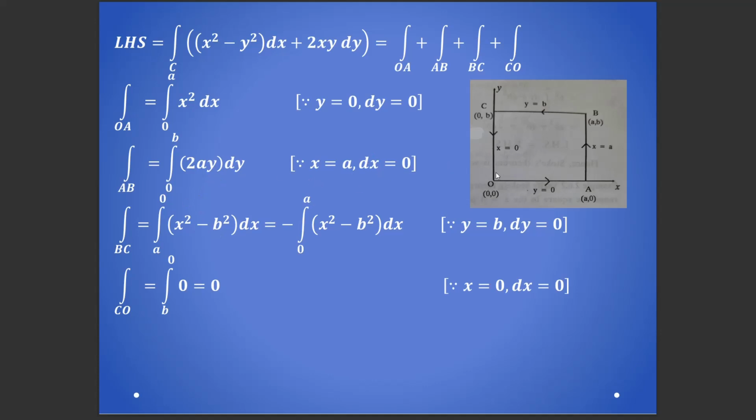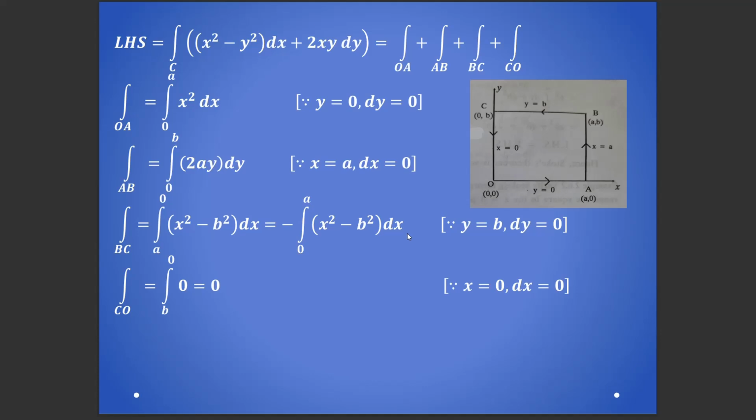Now the third direction, along BC, y equal to b. So if y equal to b, what is dy? dy equal to 0. So now with dy equal to 0, we have to take the limit for x. Here x is equal to a and x is equal to 0. Therefore the x limit is a to 0. Now it is x square minus b square into dx.